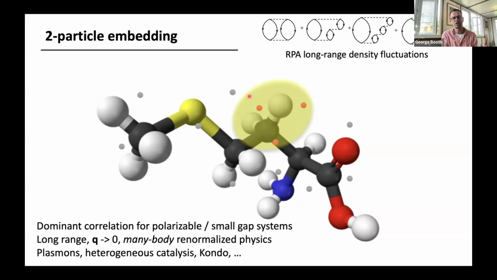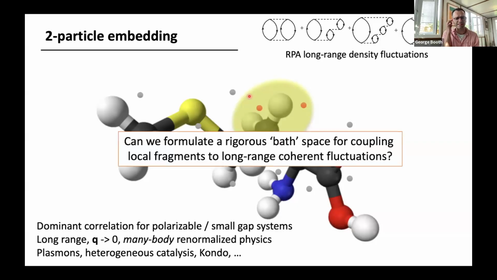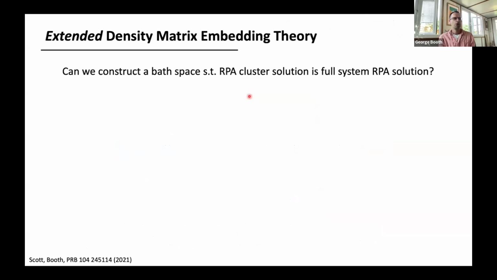which can't be decomposed into a strictly local single particle degree of freedom that we can use as a bath. So that's what we want to do, formulate a rigorous bath space for coupling of these local fragments to these long-range coherent fluctuations.